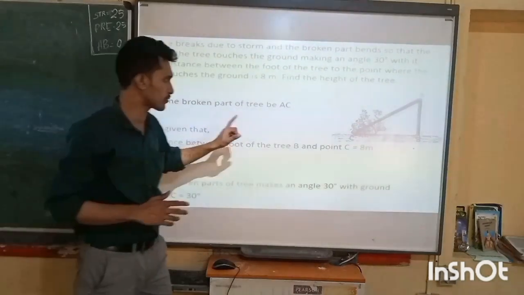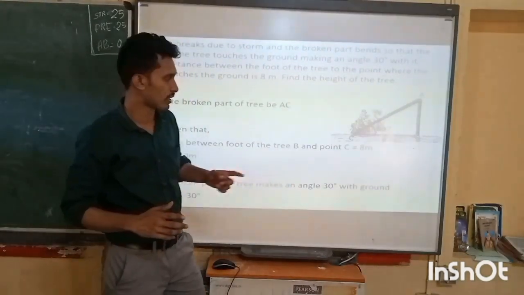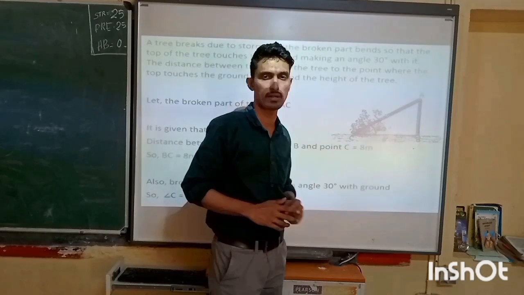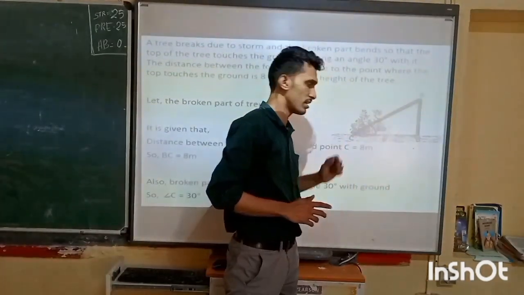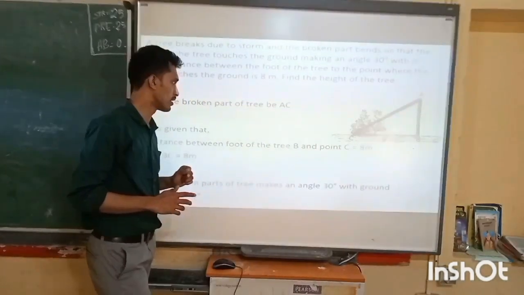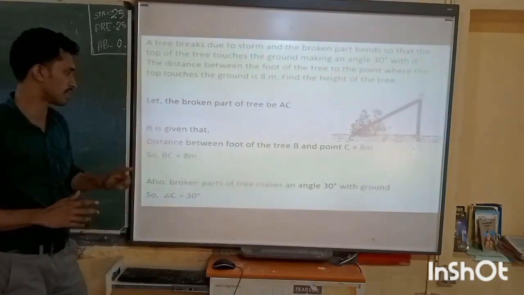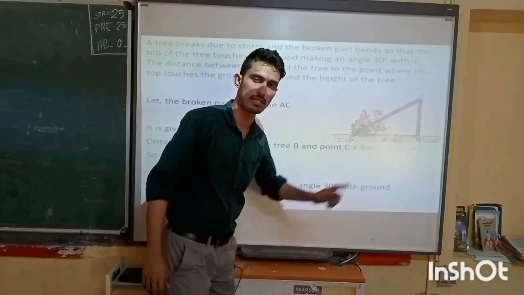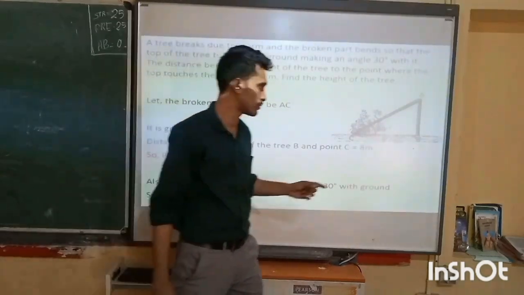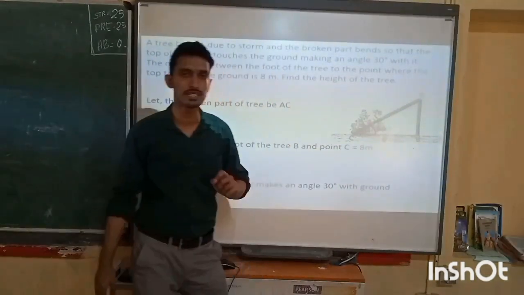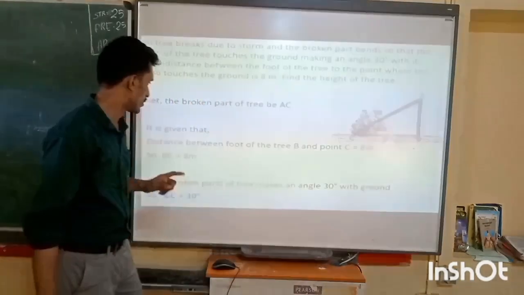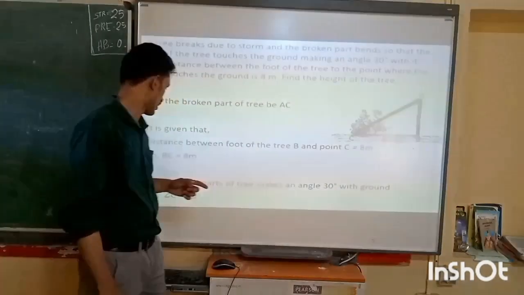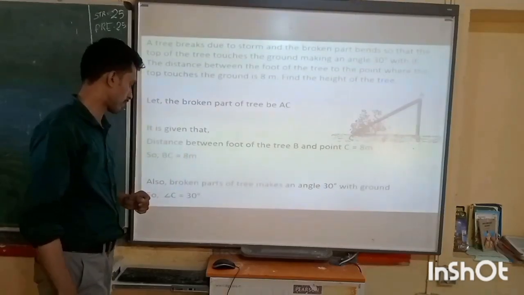Let the broken part of the tree be AC. So this broken part can be considered as AC. AC can be taken as the broken part. It is given that the distance between the foot of the tree B and the point C is 8 meters. So we can mention that here: BC equal to 8 meters, right?